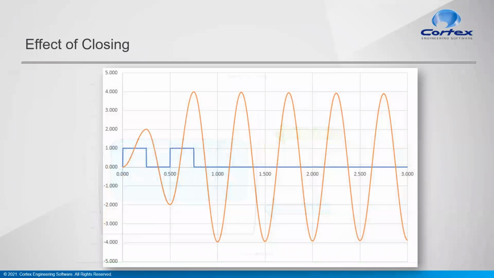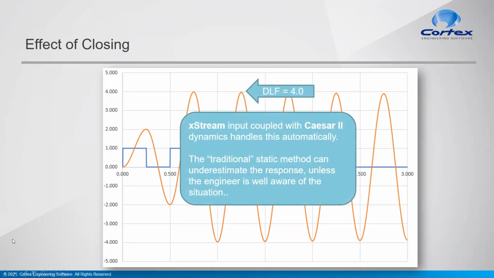To illustrate that, if I show you here, if we have a first pulse coming through, we can see that the system response rises to a 2, so we have a dynamic load factor of 2, as we would normally expect. But as the second pulse comes through, it actually reinforces the response of the system to the first pulse, and we actually get a dynamic load factor of 4. So xStream input coupled with Caesar 2 dynamics will handle all of that automatically, whereas the traditional static method can really underestimate that response, and the engineer has to be really well aware of what that situation is.